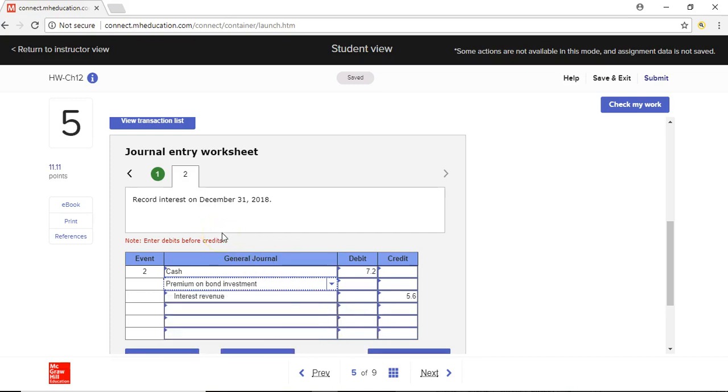In the last journal entry, we started the premium on the debit side. So to amortize a debit account, we put it on the credit side.